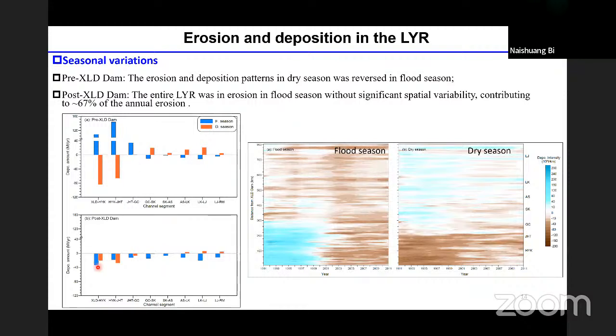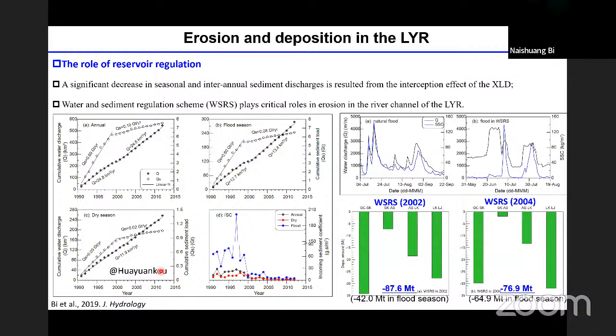The total eroded sediment in flood season contributes around 67% of the annual erosion. That means flood season erosion is very important for the entire lower Yellow River. So what is the role of the reservoir regulations? Xiaolangdi Reservoir, due to its significant sediment blocking effect, has resulted in a significant decrease in seasonal and interannual sediment discharge.